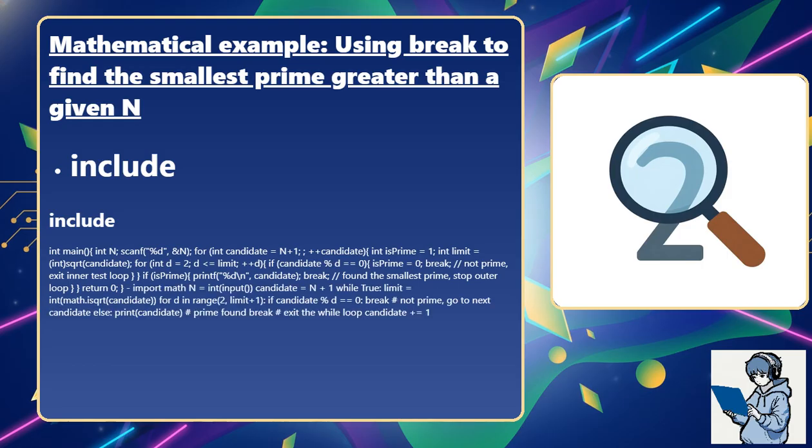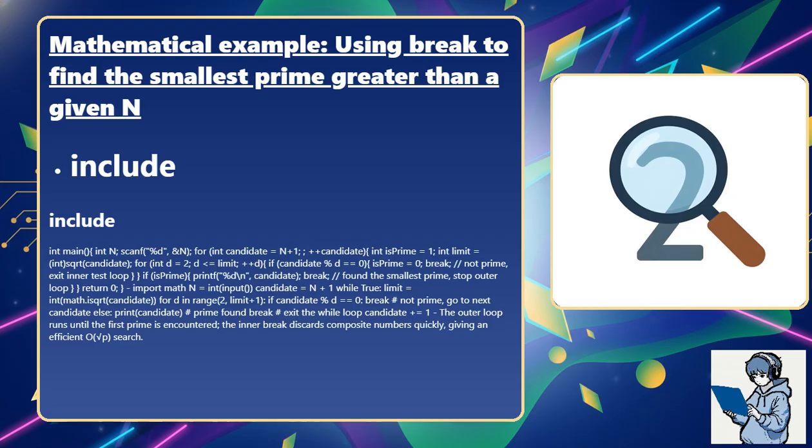Python implementation. Import the math module. Read integer n from input. Initialize candidate to n+1. Enter an infinite while loop. Compute limit as the integer square root of candidate. For each divisor d in the range from 2 to limit inclusive, if candidate modulo d equals 0, break out of the for loop, indicating the number is not prime. If the for loop completes without a break, the else clause runs. Print the candidate as the prime found and break out of the while loop. After each iteration where a divisor was found, increment candidate by 1. The outer loop runs until the first prime is encountered.